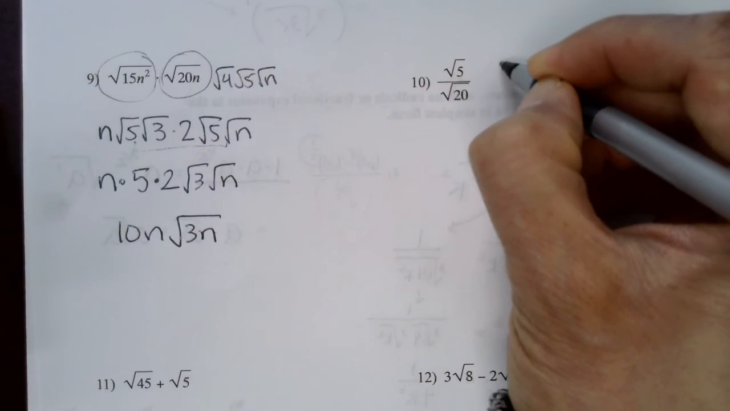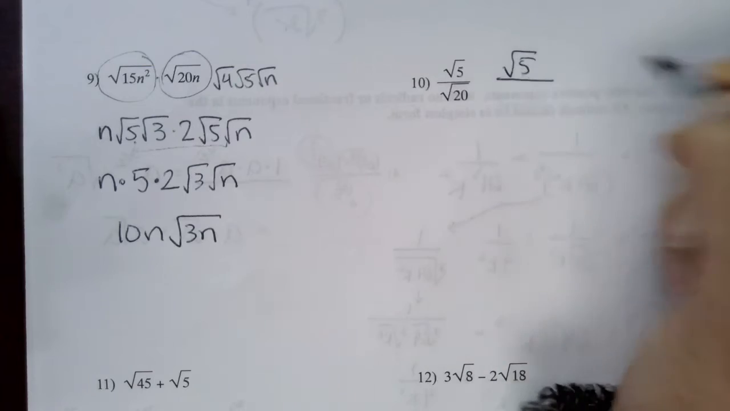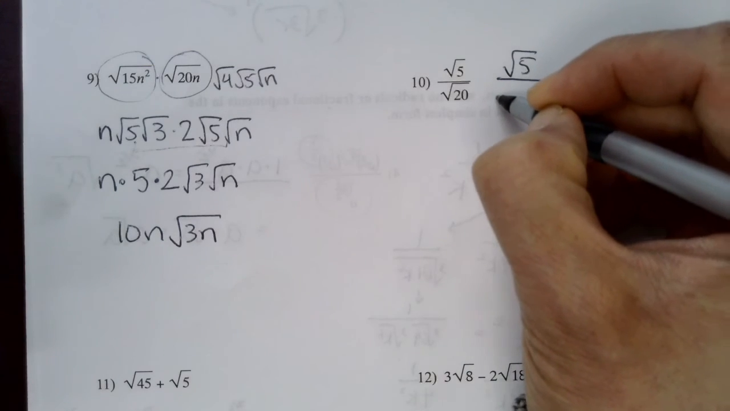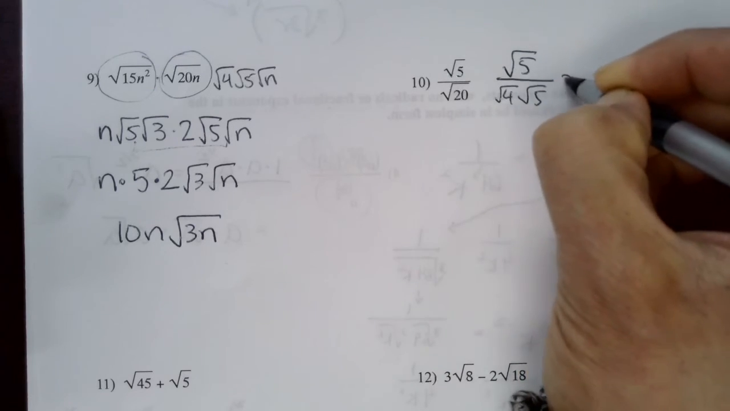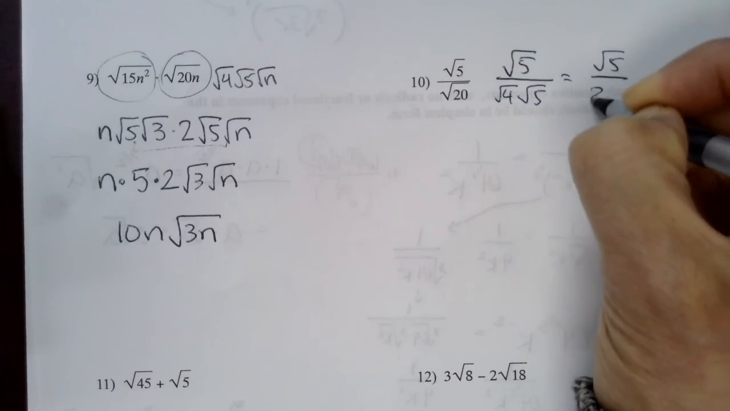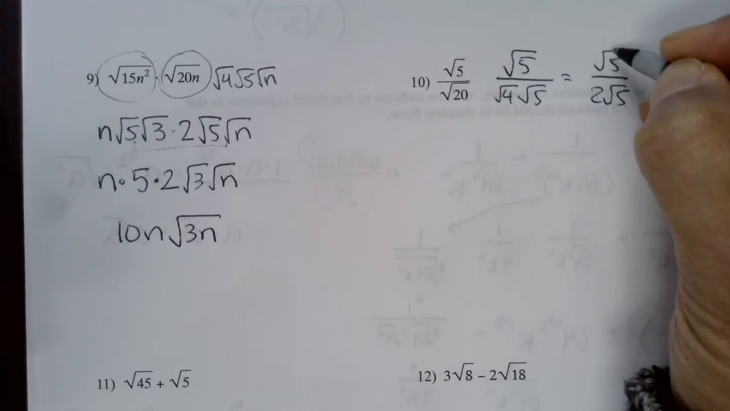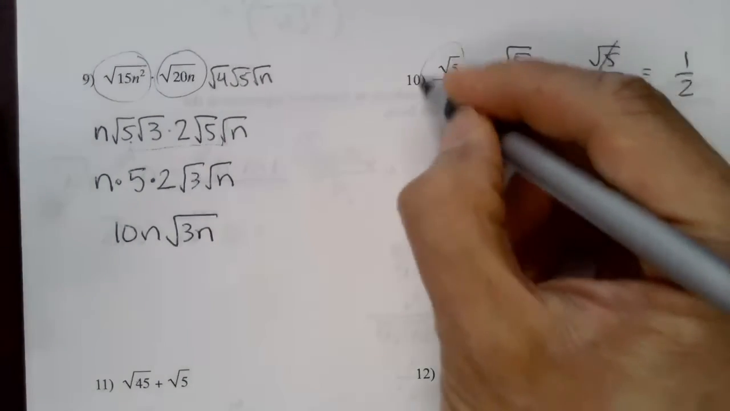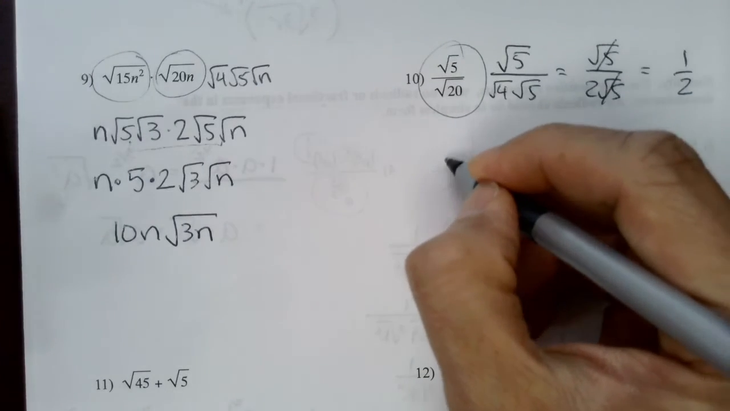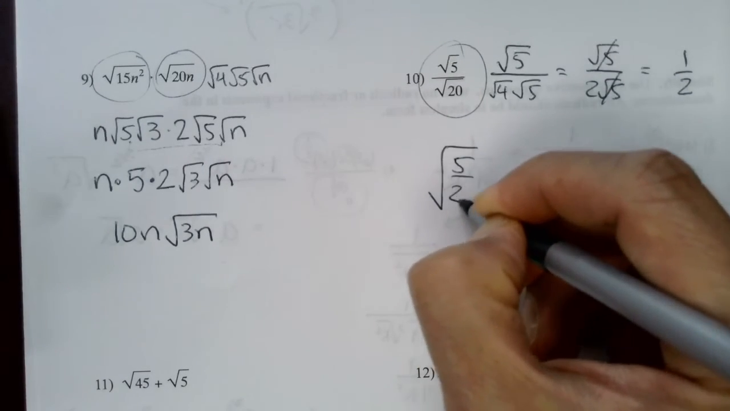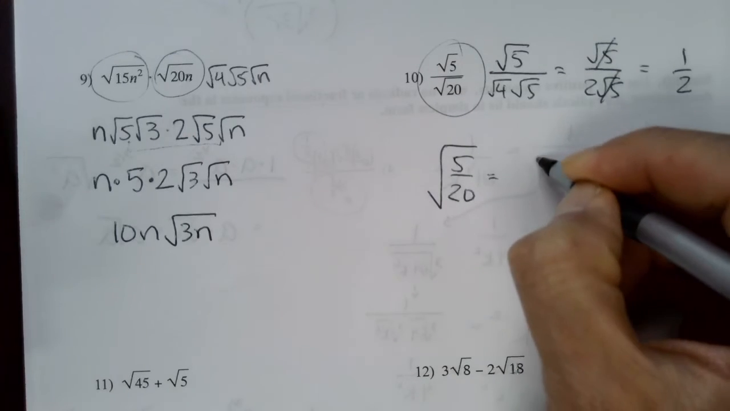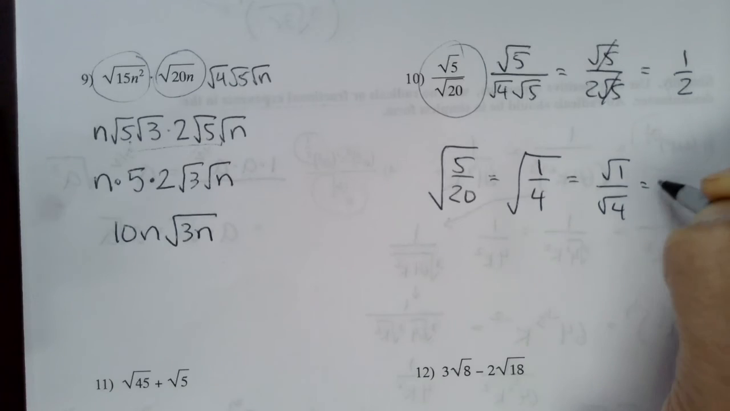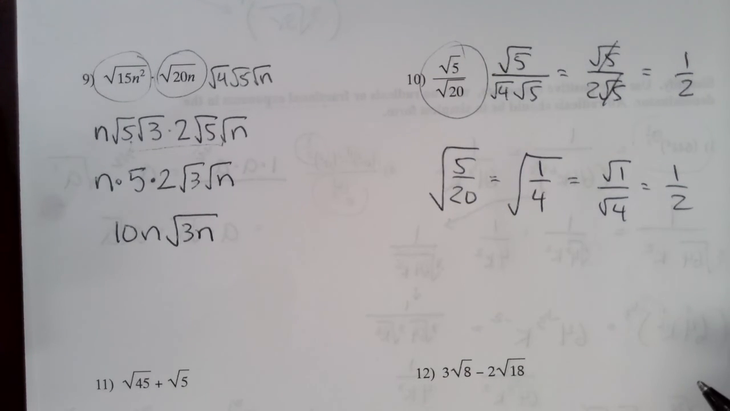Okay, over here, root 5 on top, 20 is 4 times 5, and root 4 simplifies to 2, so I can write that out, root 5 over 2 root 5, and root 5 over root 5 is 1, so this is simply 1/2. Or you could have done this as, right, put that into 1 root 5 over 20, which simplifies to root 1 over 4, which is root 1 over root 4, which is 1 over 2.